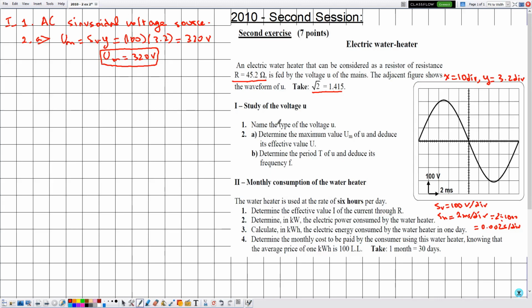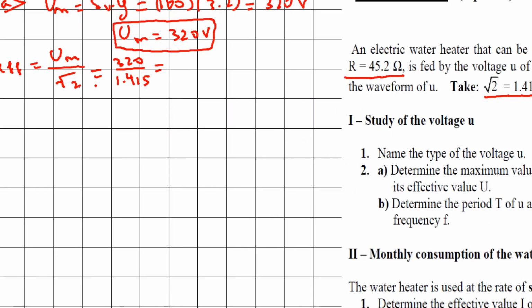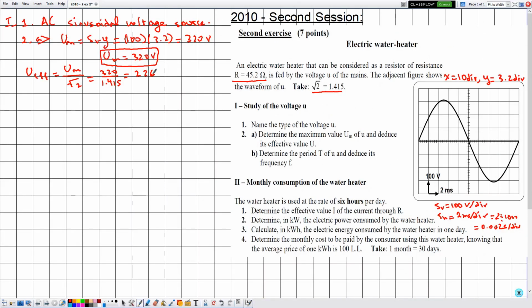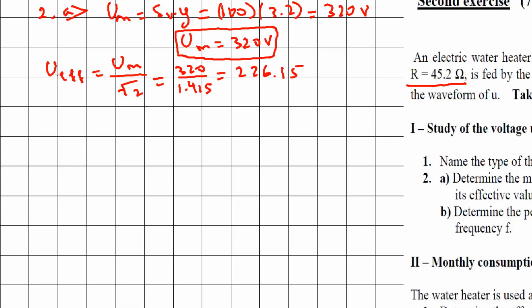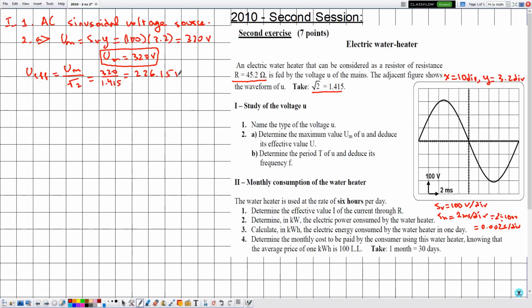Now in the same part, they are telling me to deduce its effective value U, which is given by U effective. Knowing that U effective is related to Um via the following formula, U effective is equal to Um divided by square root of 2. Now the value of Um is given by 320 and the value of square root of 2 is given 1.415. Plugging this on the calculator, it will give me 226.15. Since the unit is volts, the unit of U effective will be volts, which is the SI. So the value of U effective is given by 226.15 volts.